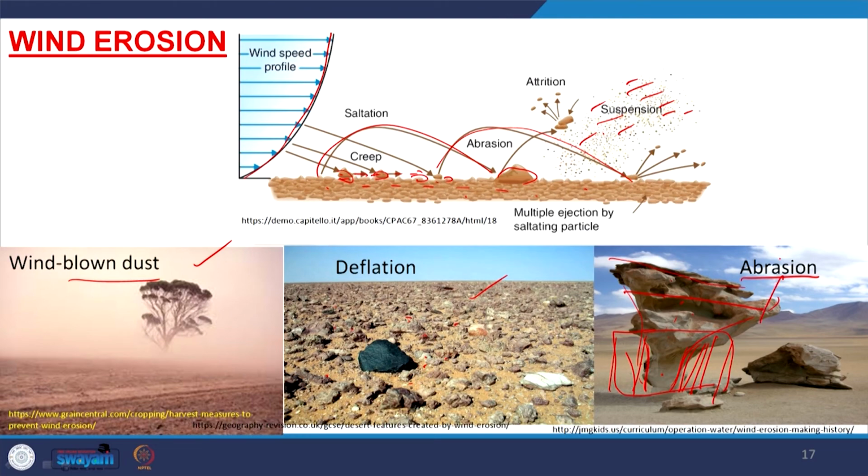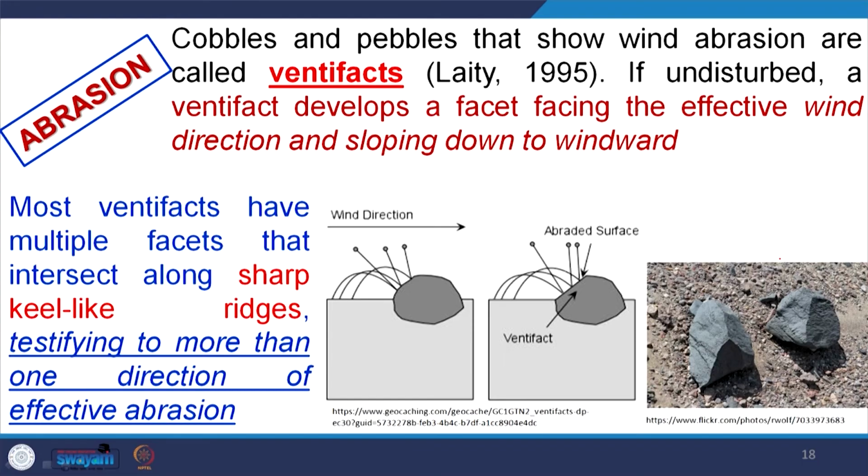as compared to the upper part. Then abrasion: the cobbles and pebbles that show wind abrasion are called ventifacts. A terminology you have to remember here: these ventifacts are the cobbles, pebbles or boulders eroded by the abrasive action of wind, forming faceted pebbles. If undisturbed, a ventifact develops a facet facing the effective wind direction and sloping down towards the wind.